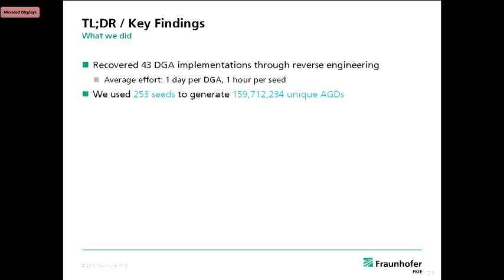By looking at a lot of malware samples, we were able to extract 253 different seeds using those DGAs and generated a data set of close to 160 million unique AGDs. Based on that data, we were able to derive some characteristics about them and define a taxonomy, and also to look for collisions between those different DGAs.